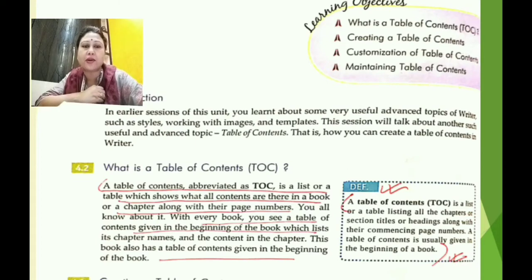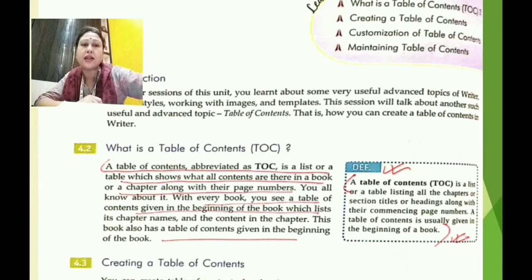With every book you will see a table of contents, which is always given at the beginning of the book, and which lists the different names of the chapters along with the page numbers and the content in that particular chapter. The book which we are using also has a table of contents at the beginning. So this is all about your table of contents.